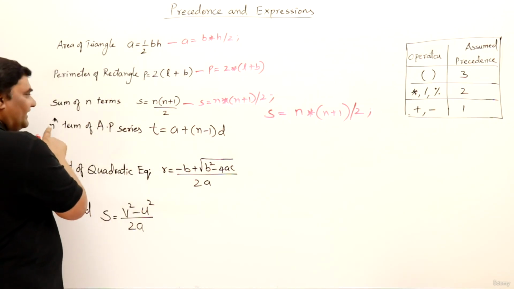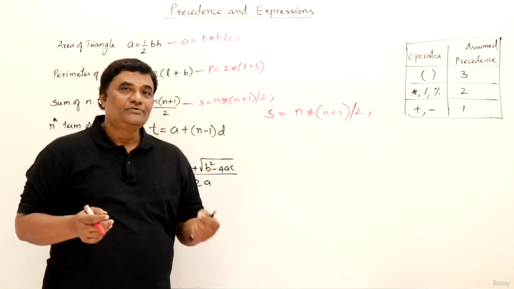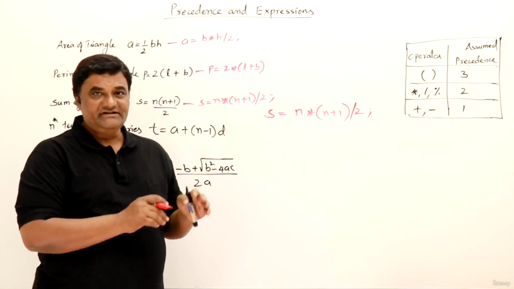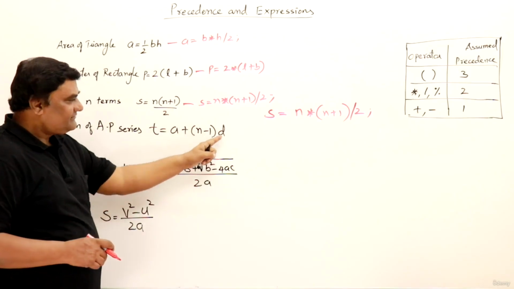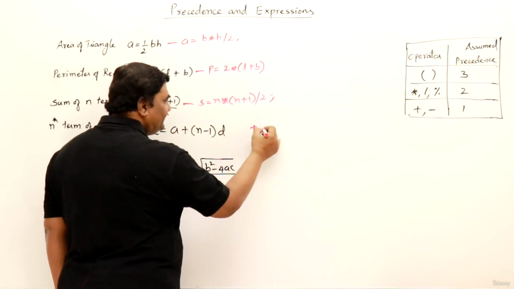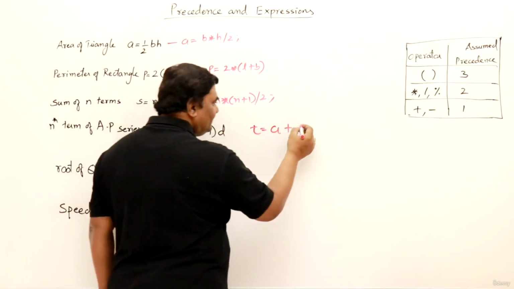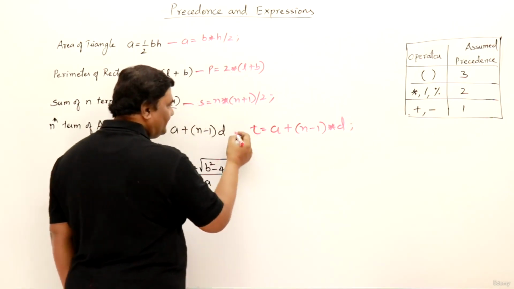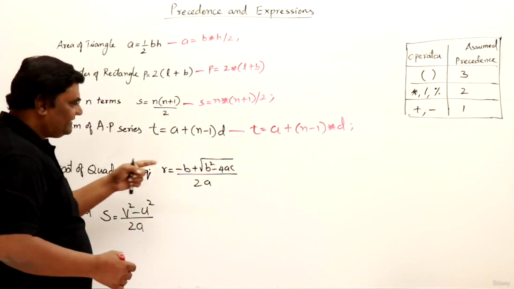Now the next formula, nth term of AP series, that is for arithmetic progression series. If you know the first term and the common difference, then you can find out the nth term of a series, any term of a series. So that is the formula, t is equal to a plus n minus 1 into d. Let us write it in the form of expression. T assigned with a plus n minus 1 inside bracket into d. This is the formula.